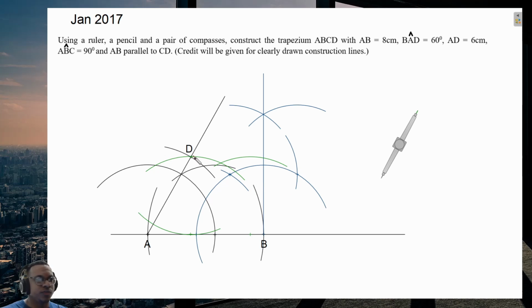Now what I want to do is draw a line passing through D and also make a tangent to these two arcs in green. And where these two lines intersect here, that will be my endpoint C. Now that I'm happy with my drawing, I will darken the final outline. And that's your answer.